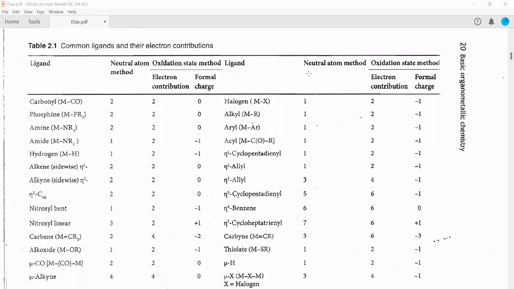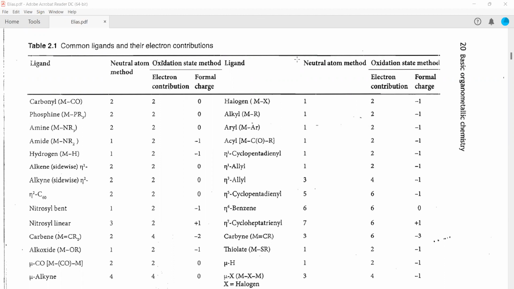Let us move forward. The halogen is an X-type ligand and hence has this type of electron counting. Alkyl we already studied. Aryl is negative, so it will go X type. Here, acyl. Now acyl is very simple, right? C double bond O and there is R, so it has a negative sign and acts like an X-type ligand.